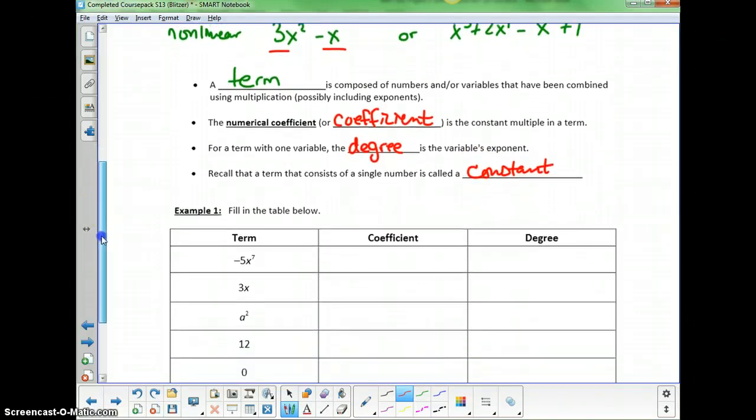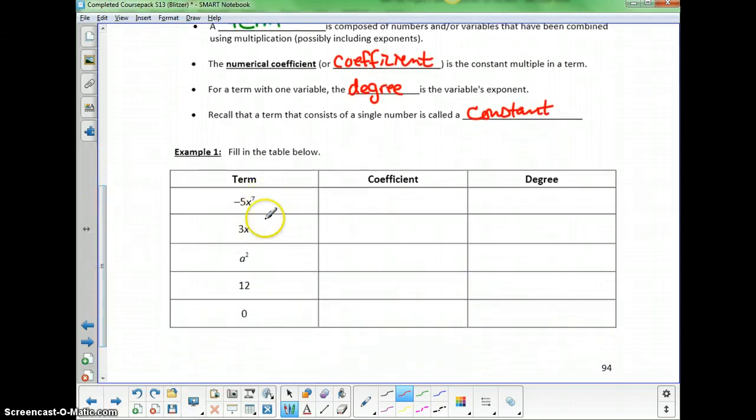Alright, so let's look at the chart below. These are single terms. Notice there's no additions or subtractions, just a single term. And so for a single term, I can talk about its coefficient and its degree. In the term negative 5x to the 7th, the coefficient is negative 5 and the degree is 7. In 3x, the coefficient is 3 and the degree is 1. This is x to the first power, or a single x right there. In a squared, the coefficient is 1. You could write that as 1a squared, and it would be the same thing as a squared. And the degree is 2, since the exponent is 2.